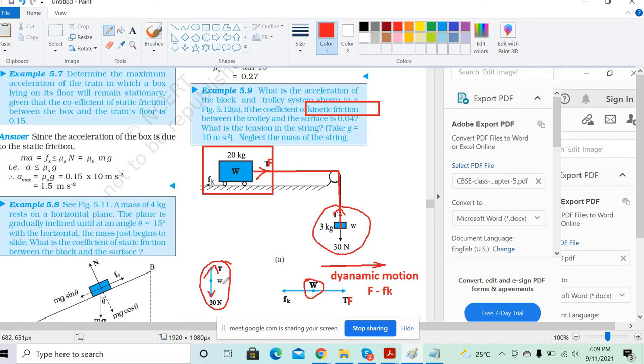First you equate it. Now, clear what the tension in the string is, the question is asking you. So what are the three equations you get now? T is equal to 30 Newton here. Correct? And here this part is what? Net force is given as F minus Fk equals mass into acceleration.